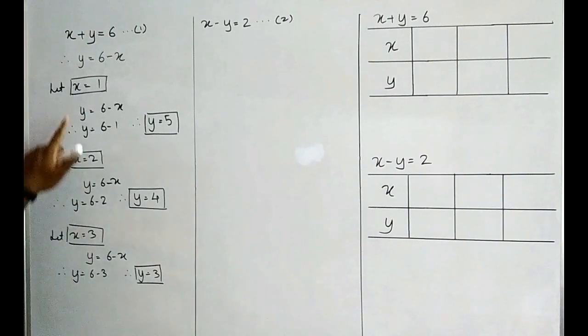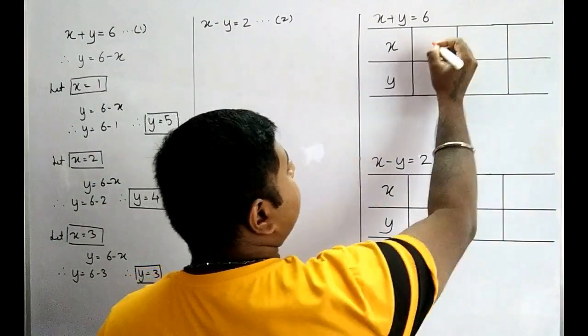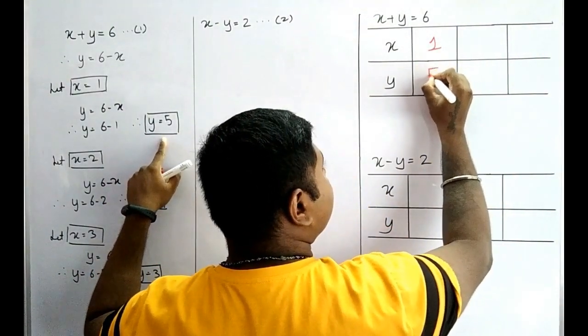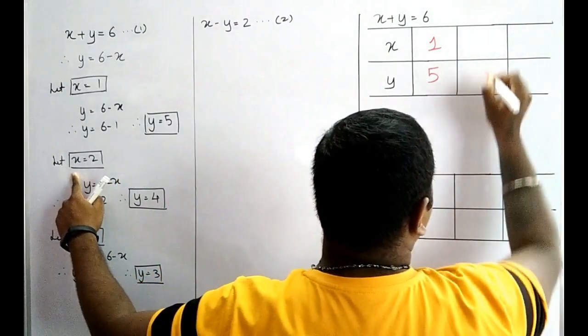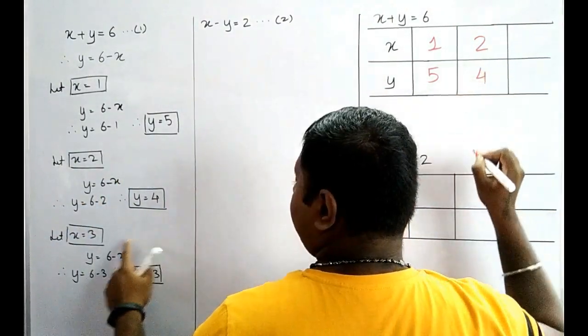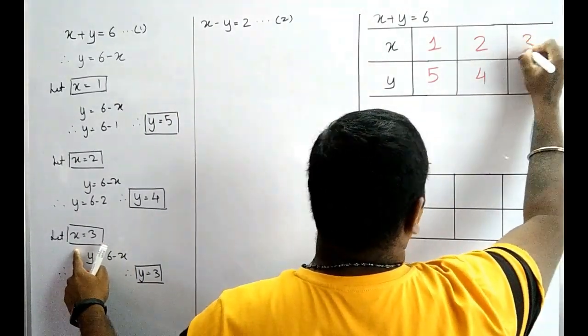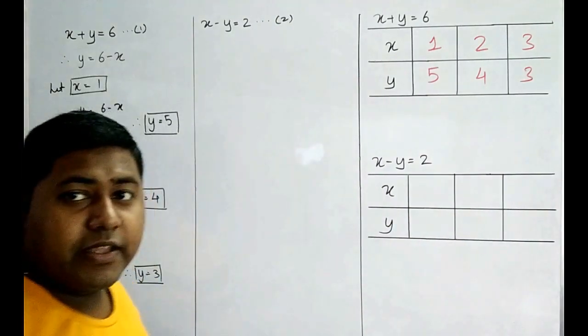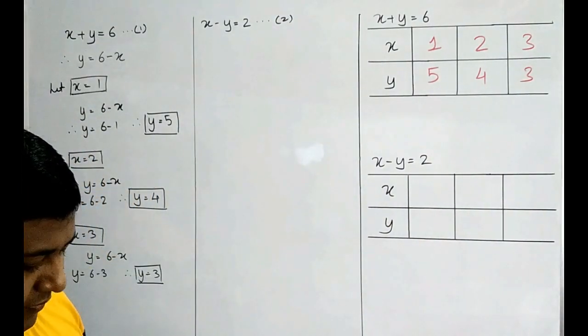So for x is equal to 1, we have got y is equal to 5. For x is equal to 2, we have got y is equal to 4. And for x is equal to 3, we have got y is equal to 3. Now similarly, we are going to solve the second equation.